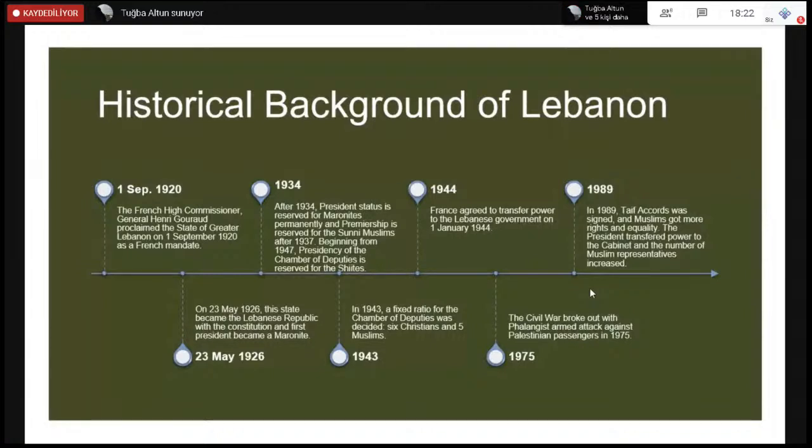And before all of this, Egypt and Syria's union, Lebanon demanded this because in 1975 the civil war broke out with a Phalangist armed attack against Palestinian passengers, and the West Beirut movie starts with this event. And after the civil war in 1989, the Taif Accords was signed, and the president transferred power to the cabinet, and the number of Muslim representatives increased.